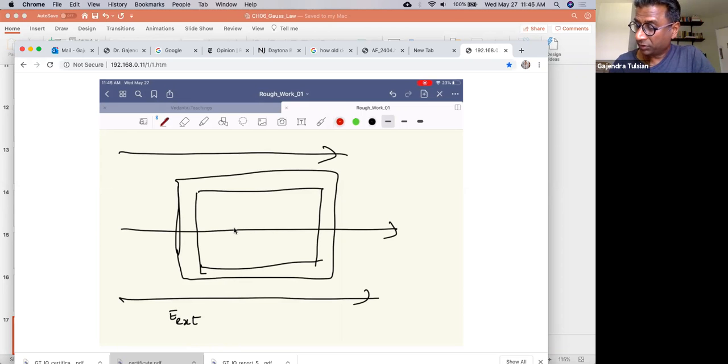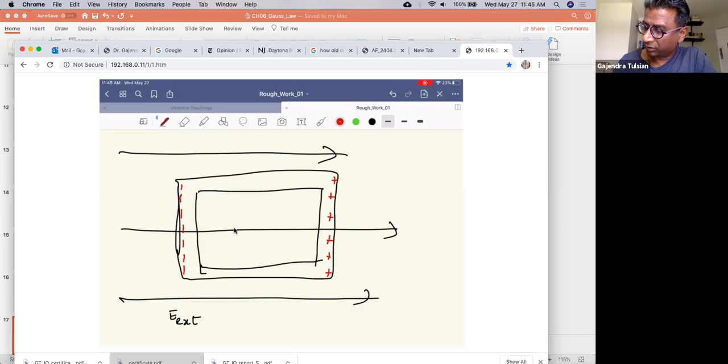what happens is the charges on this metal cage will redistribute. If the electric field is like so, negative charges will move in this direction, positive charges will move in this direction. And here's what ends up happening. Positive charges will collect on this side. That is, electrons move to the left side.